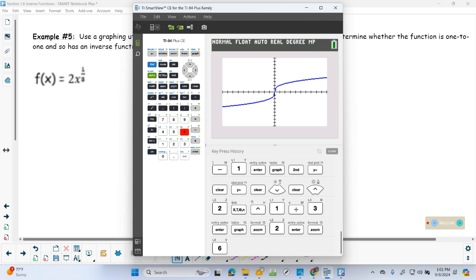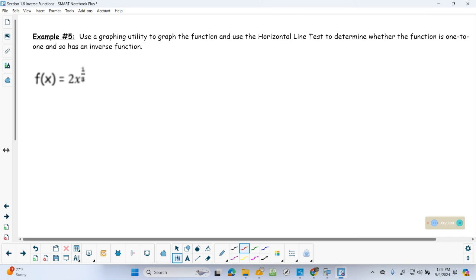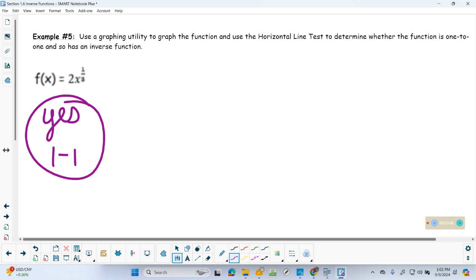It is a one-to-one function. So I'm just going to say yes, one-to-one. I'm not going to get any more carried away than that. And then just the reason we're using this, only one-to-one functions have inverses. That's a quick, easy way to tell.